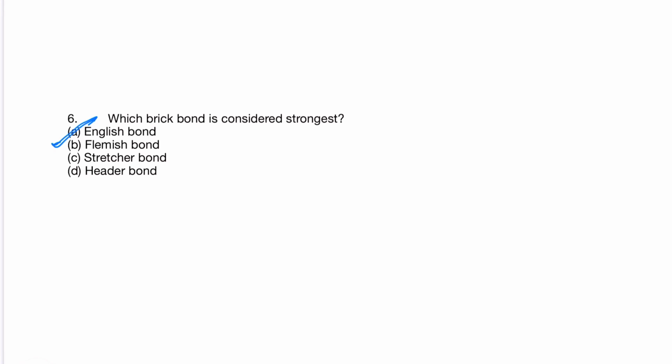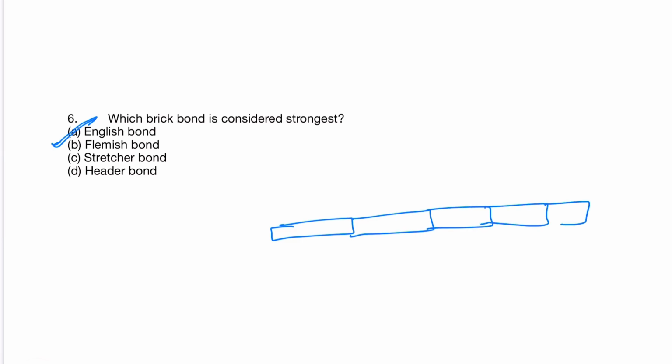English bond is considered the strongest bond because in English bond we have alternate courses of stretcher and header bond. That is, in one course we provide stretcher, and in the next course we provide header, like this. To break the alignment, we put a queen closer in the first position of the header course. So this alternate pattern creates a very strong and stable wall, which is suitable for load bearing structure.